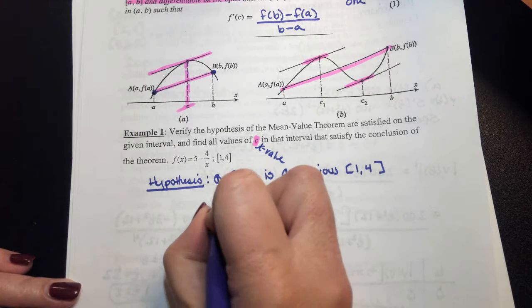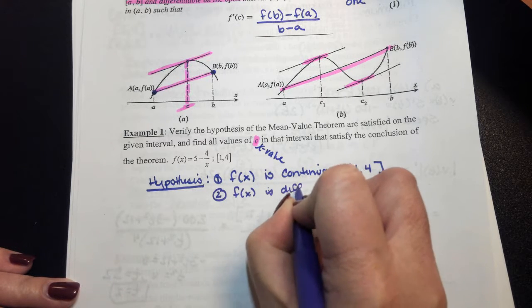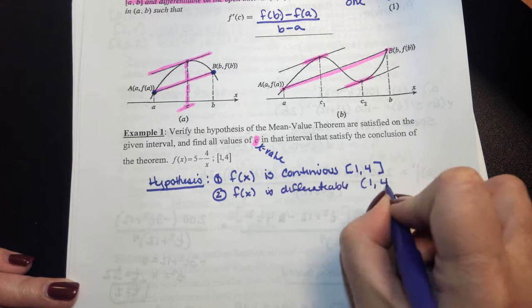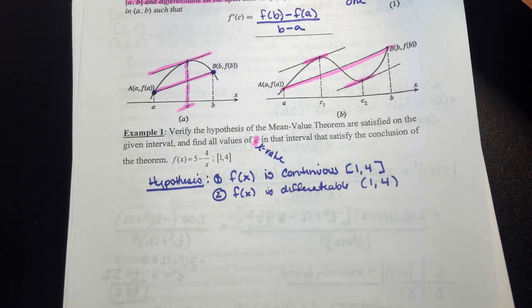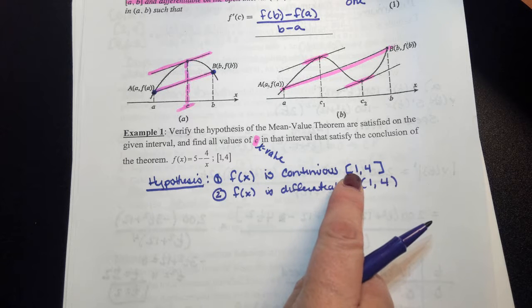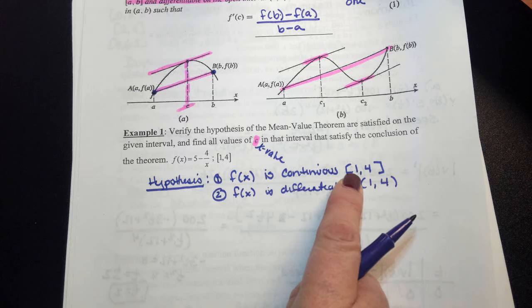Right? So the second condition is that f of x is differentiable, and again, in your open interval 1 to 4. I know that in order to be differentiable, it has to be continuous, which I know it is in that interval from 1 to 4. There are no asymptotes, there are no sharp points, there are no jumps in that interval from 1 to 4.